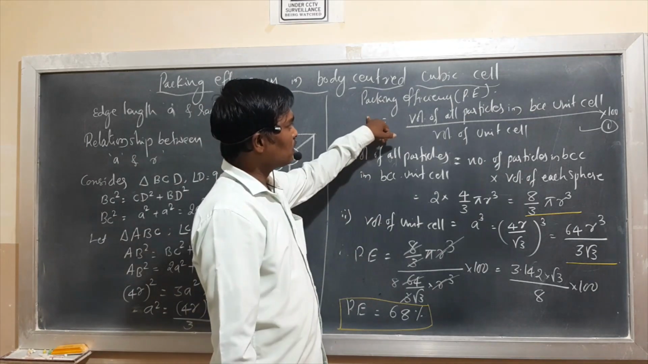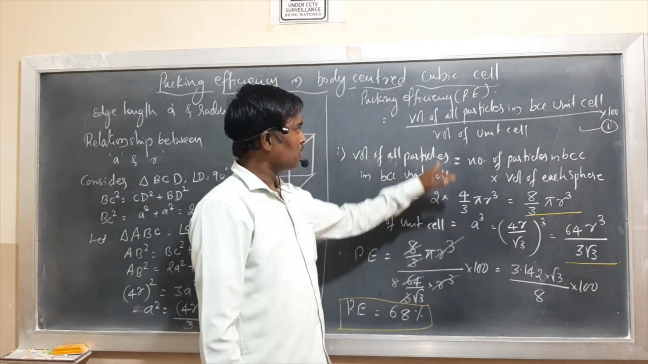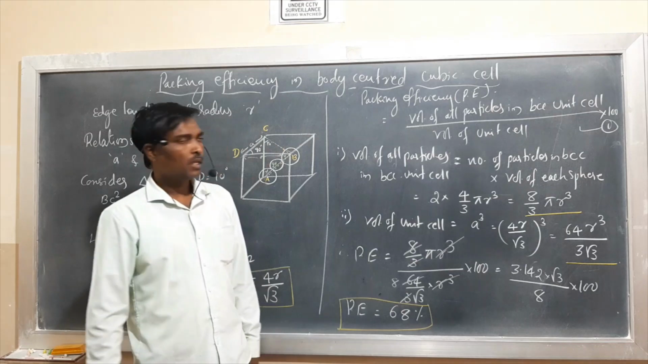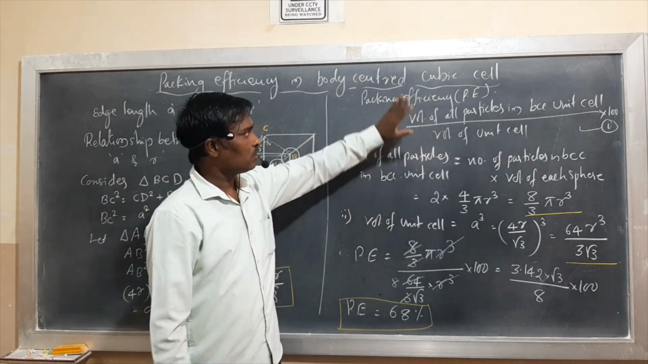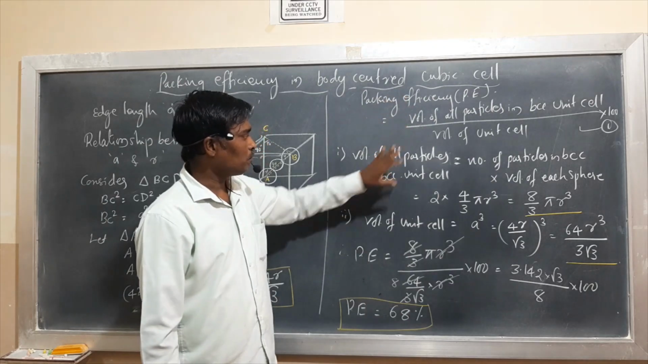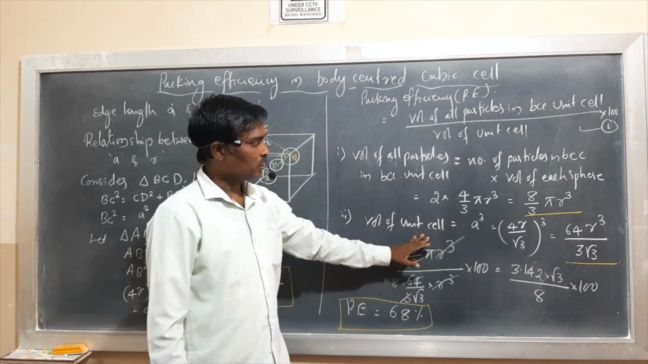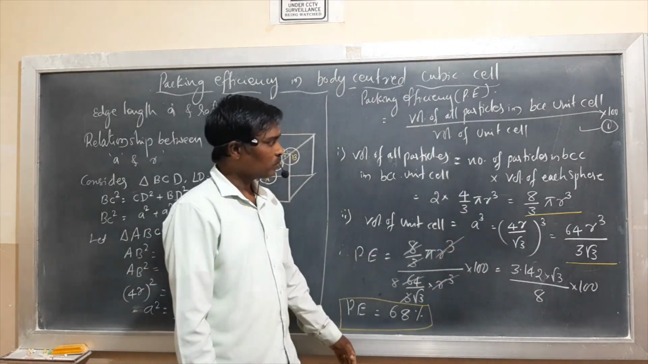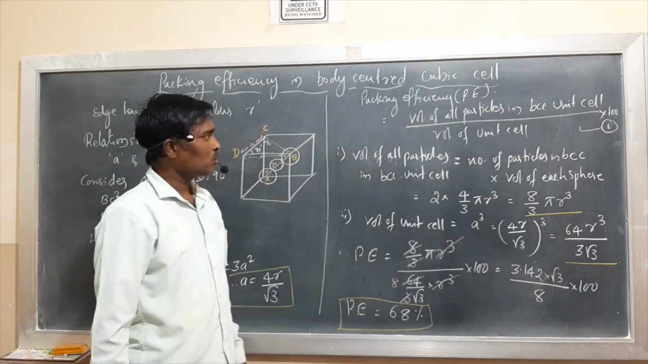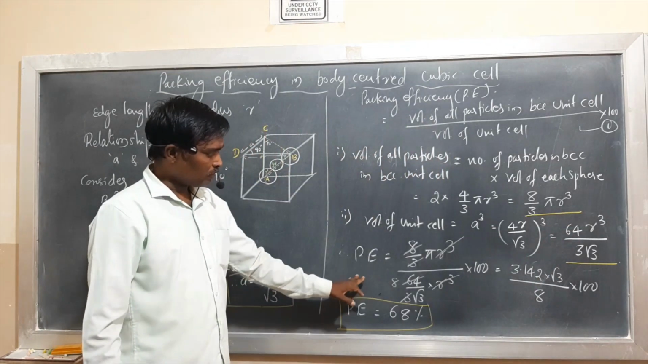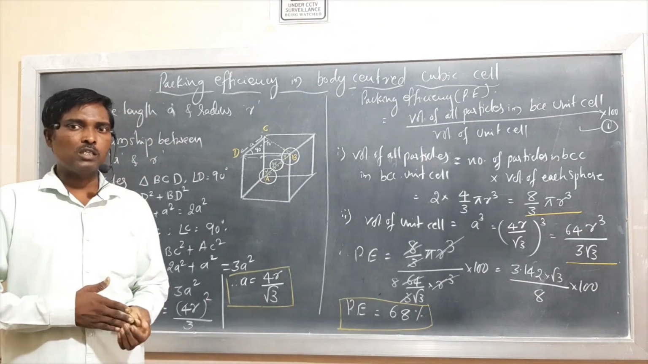Then the packing efficiency formula is the volume of all the particles in the BCC unit cell divided by the volume of the unit cell. Then individually calculate the numerator term, the volume of all the particles in the BCC unit cell, using this formula, and the volume of the unit cell, defined as a cube. Then substitute these two in the above formula, and you will get the final answer. That is, the packing efficiency in BCC is equal to 68%.